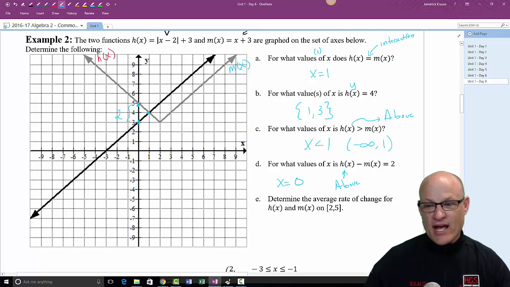By the way, if they'd said when does m of x minus h of x equal 2, it would be all of this, because forever and ever and ever they're going to be equal by 2.